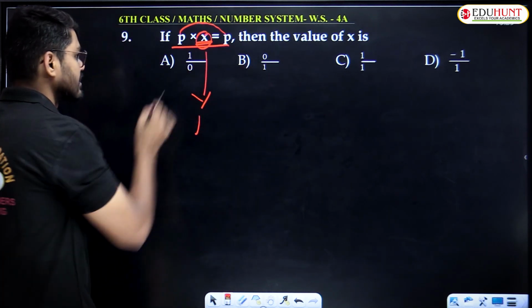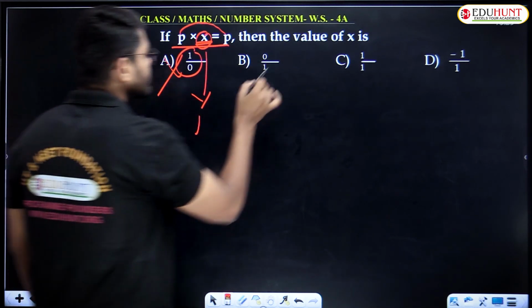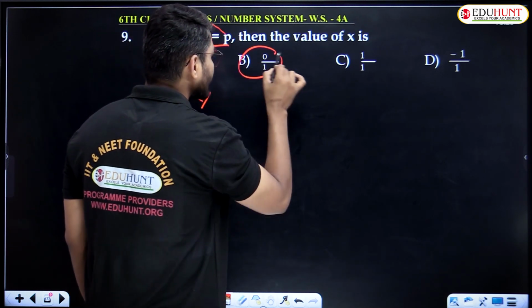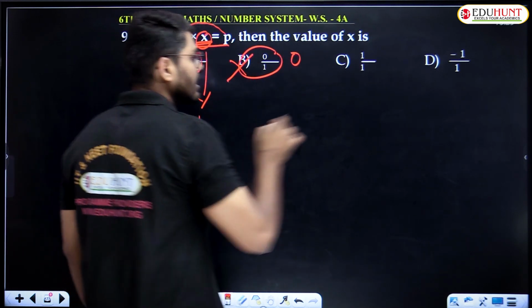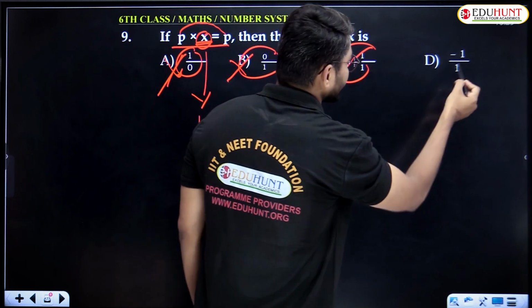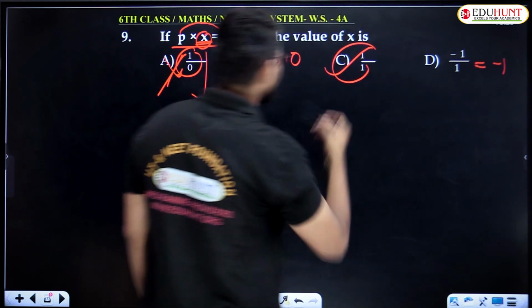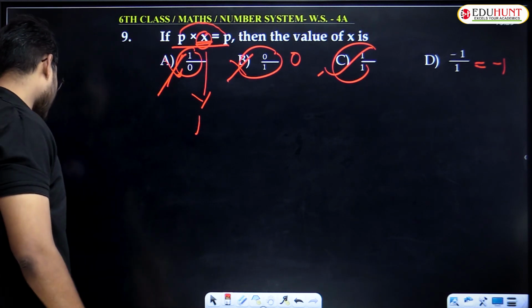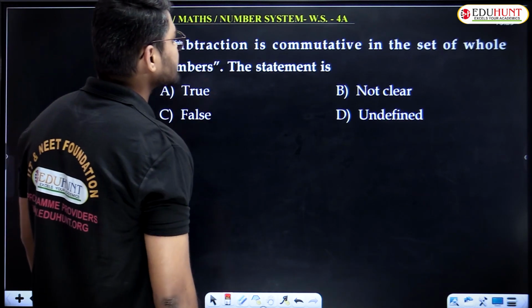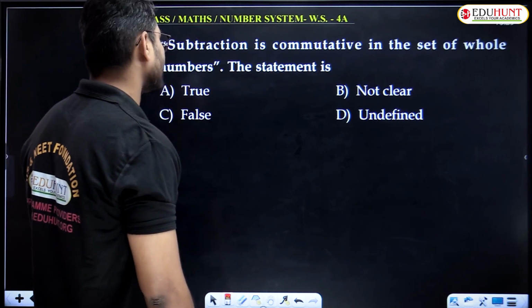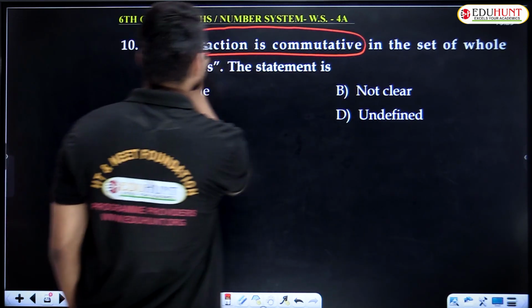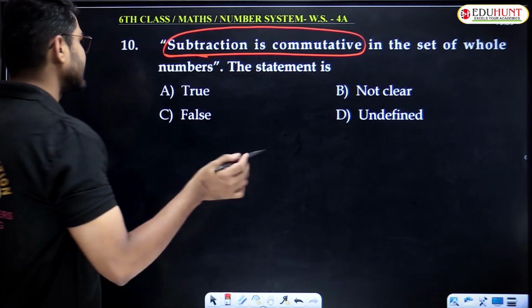Let's check the options. 0 by 1, not defined. 1 by 0, not defined. And 0 by 1, this is 0, no. And 1 by 1, this is right. Minus 1 by 1, minus 1. Okay, this is the right answer for this question. Let's move on to the next question, students. Subtraction is commutative in the set of whole numbers. The statement is subtraction is commutative. Is it true or false? Let's check with an example.